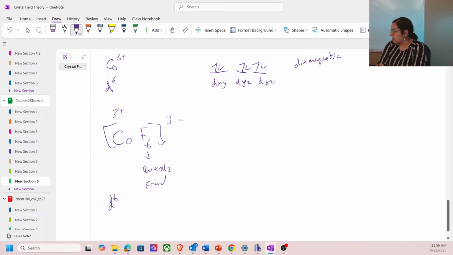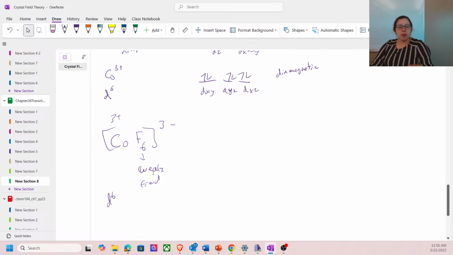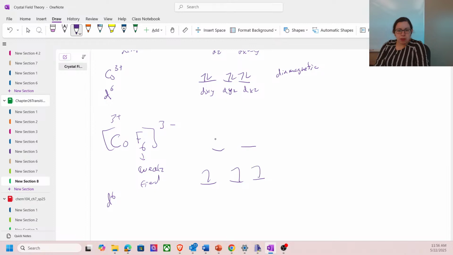So again, pretty similar. This could be what you are asked to do on your exam. And then we'll fill it up 1, 2, 3, 4, 5, 6, putting them in the higher energy before pairing them. And so now we can say high spin as well, paramagnetic.